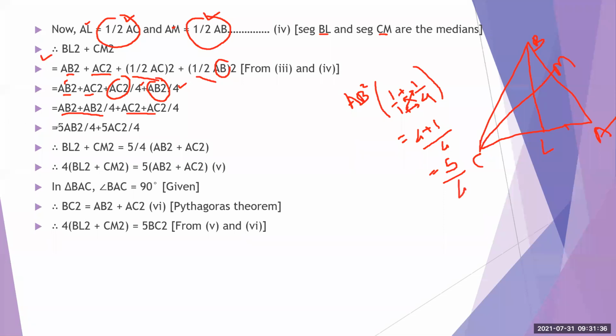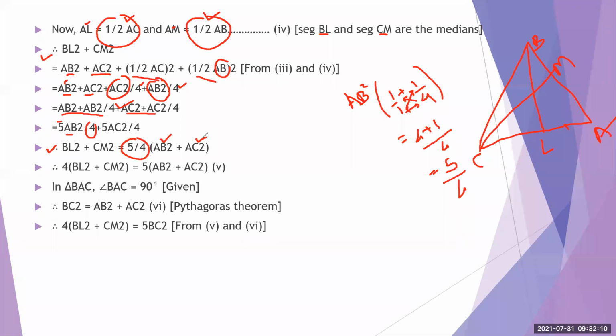So this is your 5 into AB square as it is, and this divided by 4. Same way for AC square, the same 5 into AC square divided by 4. So that is, BL square plus CM square is equal to 5 by 4, you combine and write, common is 5 upon 4 into bracket, with this AB square, and the next was AC square. So whatever was common we wrote inside the bracket, that is AB square plus AC square.